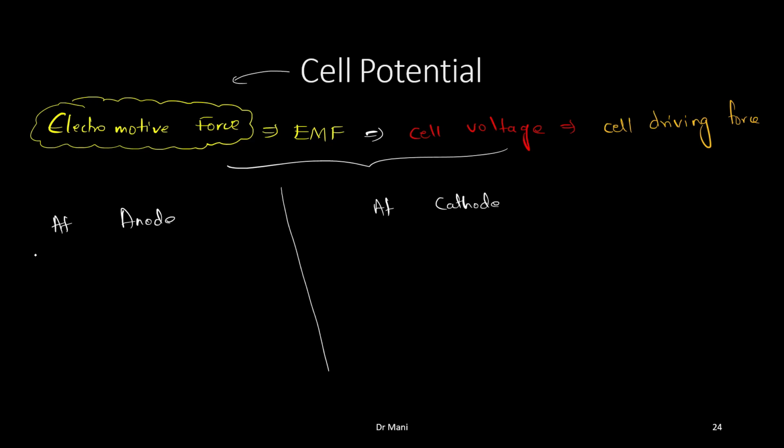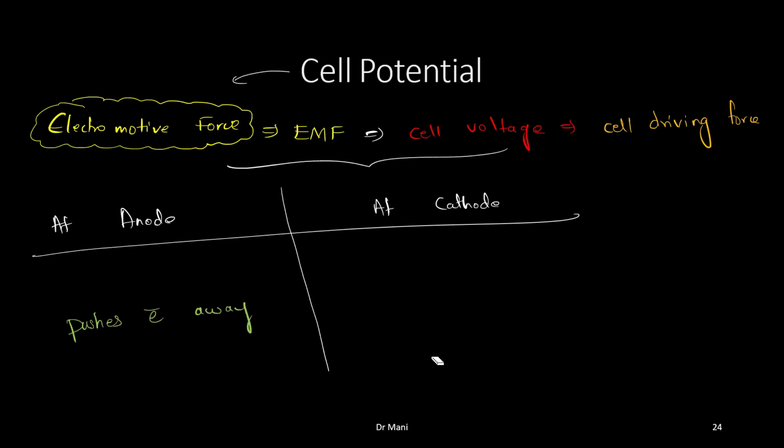So what happens at the anode? It pushes the electrons away. At the cathode, what happens? It pulls the electrons away, towards the cathode. So see here, someone is trying to push away, and someone is trying to take that. So both are coupling with each other, yes or no? This one wants to push away, and this one is trying to pull.